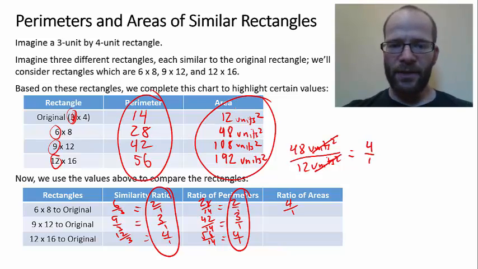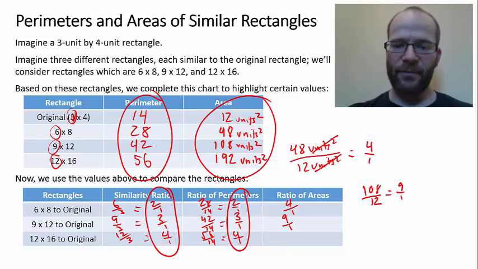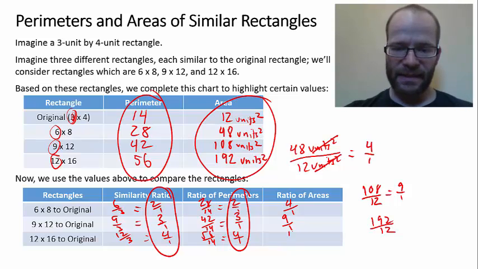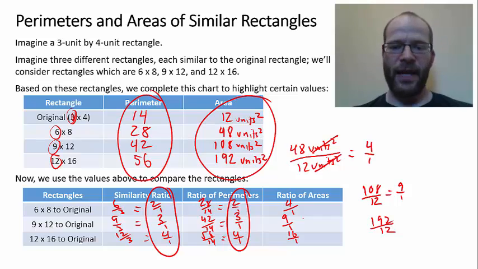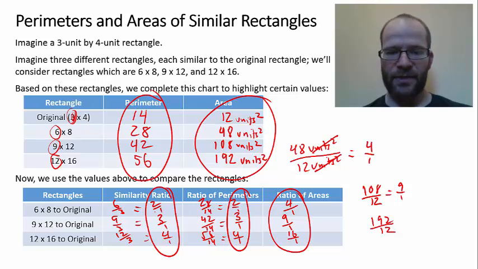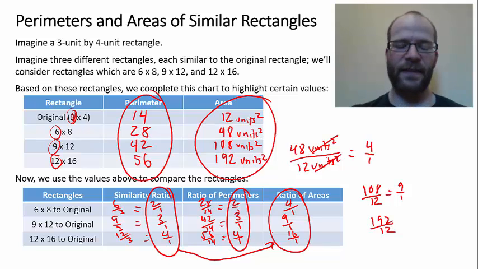Then we can compare the 108 to the 12. 108 divided by 12 is actually 9 over 1. We'll put that here, 9 over 1. And then finally we have 192. When we compare the 12 by 16 to the original, 192 divided by 12. And so we'll actually find that that is 16 over 1. So now we see that the ratios of the areas are numbers that are very different than the other ratios. And so that's the question for us today, is how can we compare the similarity ratio to the ratio of the areas.